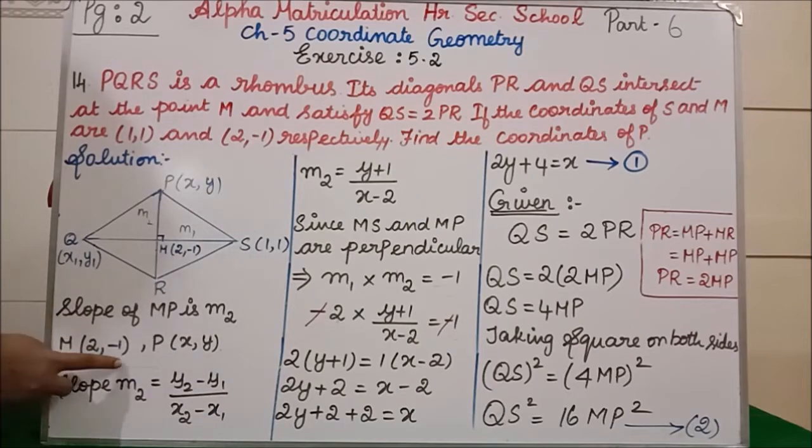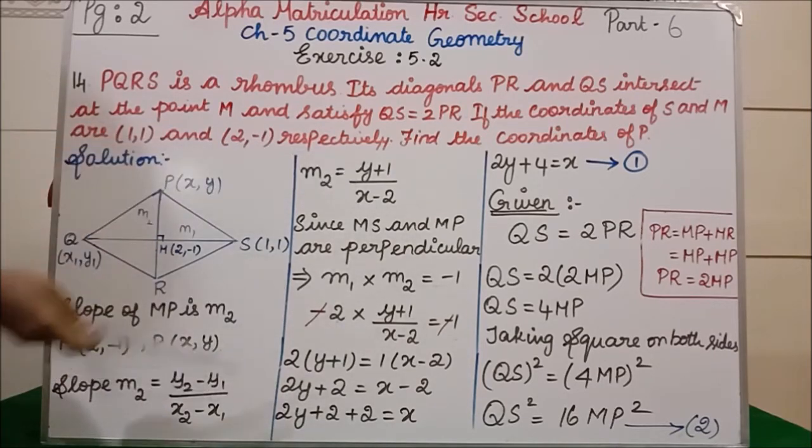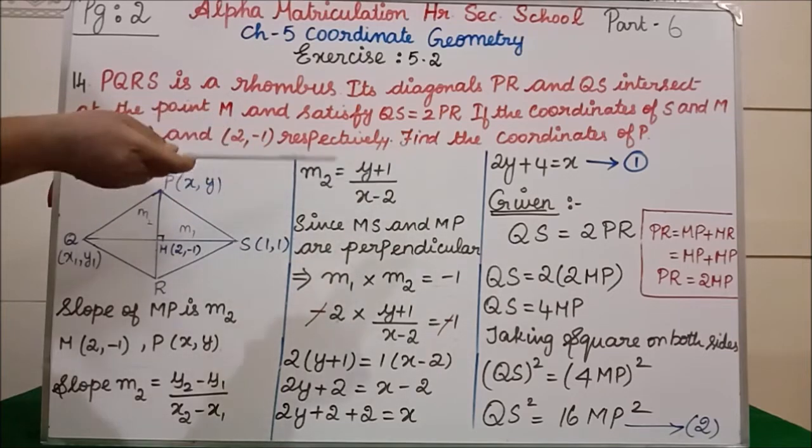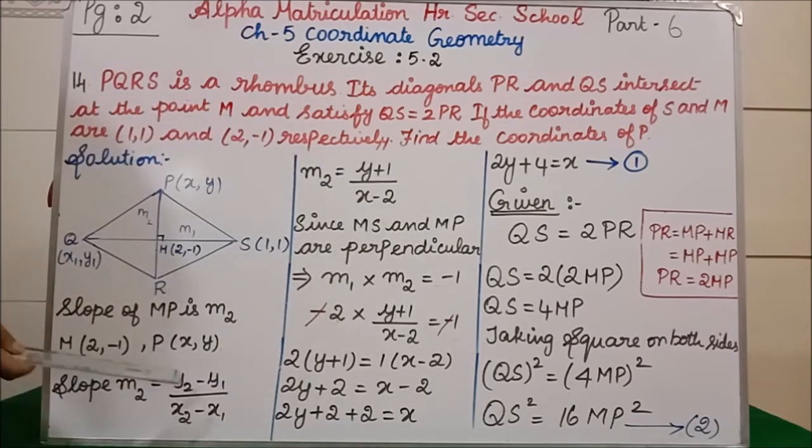This is our x1, y1, x2, y2. So y2 value is y itself. Y1 value is here minus 1, and in the formula it is minus of that, so it becomes plus 1, divided by x2 value, which is x, minus x1 value, which is minus 2.